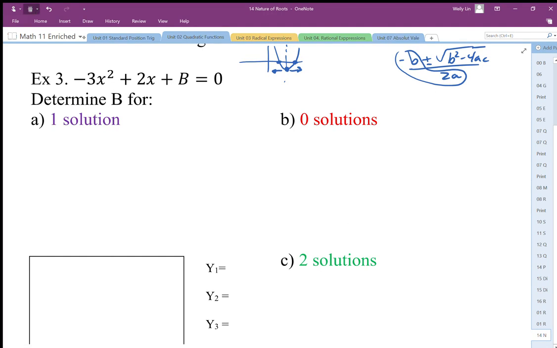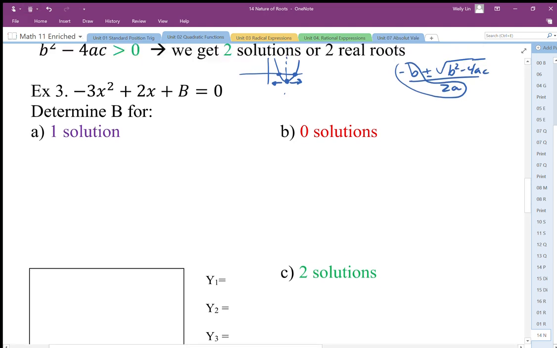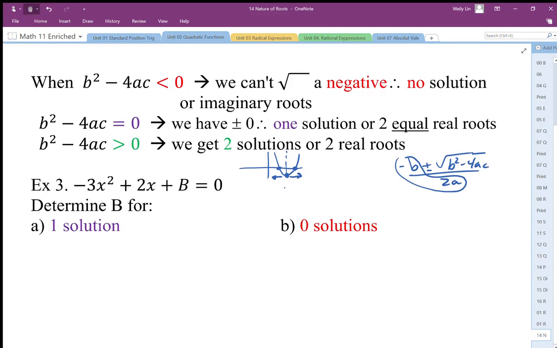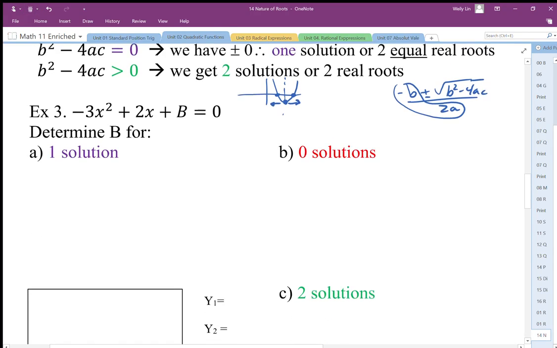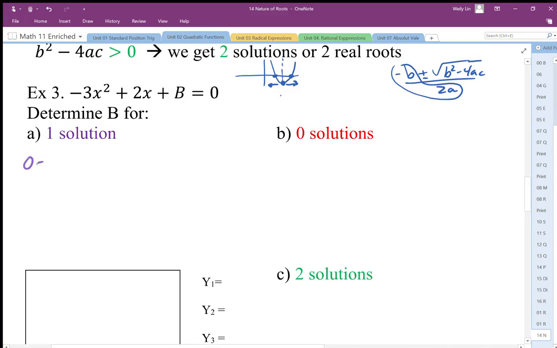But we could also do this algebraically by setting up our discriminant. For one solution, we want to know where the discriminant is equal to 0. So 0 is equal to b squared minus 4ac. We plug in the values for a, b, and c. In this case, the big B represents our c value. When we do that, we end up with 2 squared minus 4 times negative 3 times b. Then we could figure out what b value, what vertical shift, will shift that parabola into the right spot.